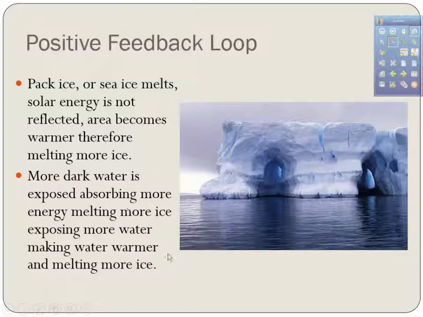And then it ends up turning into a vicious cycle, because as stuff gets warmer, that pack ice or sea ice melts and the energy isn't reflected. So the less ice, the less energy is reflected back toward the sun, so then the area becomes warmer, which means more ice melts, and so it just turns into this vicious cycle, with that increase in temperature beginning with increased greenhouse gases.